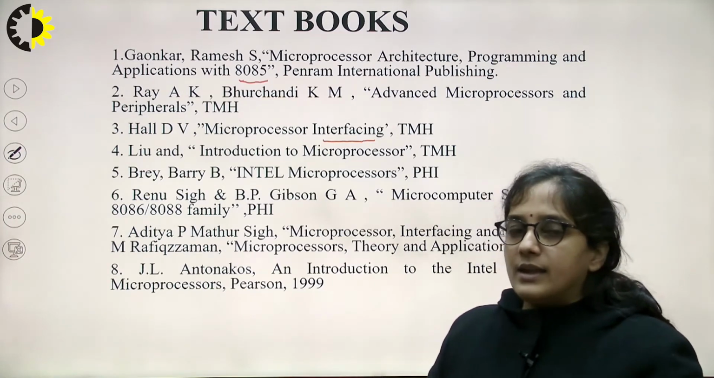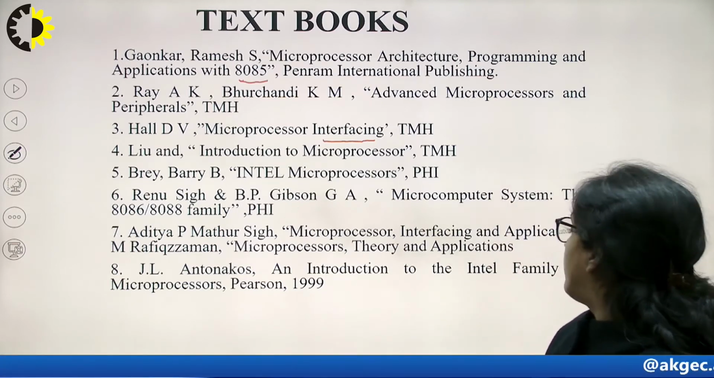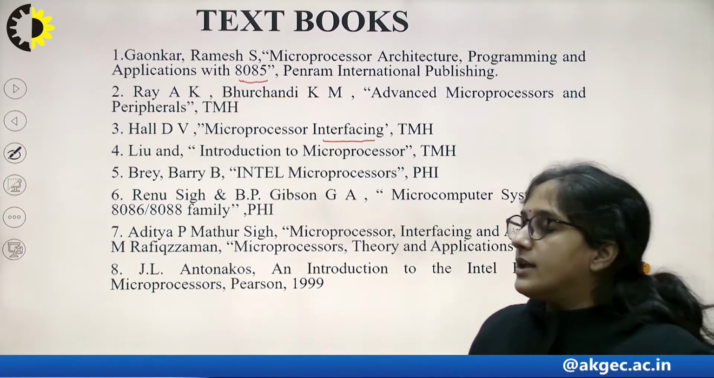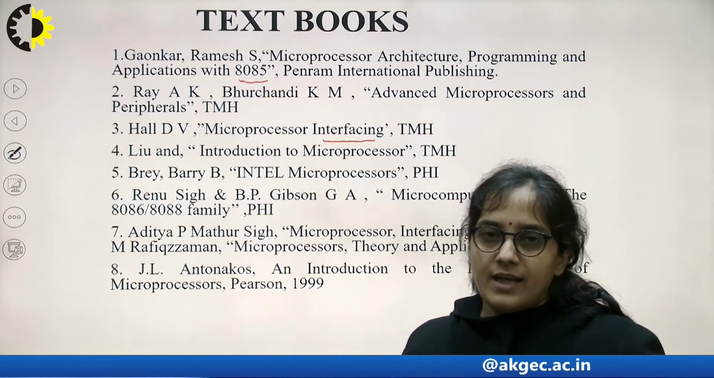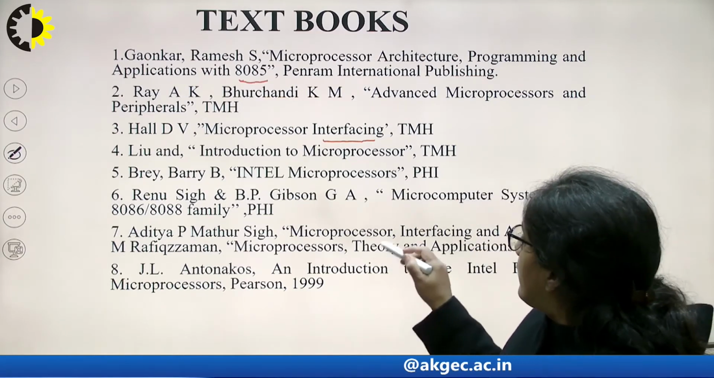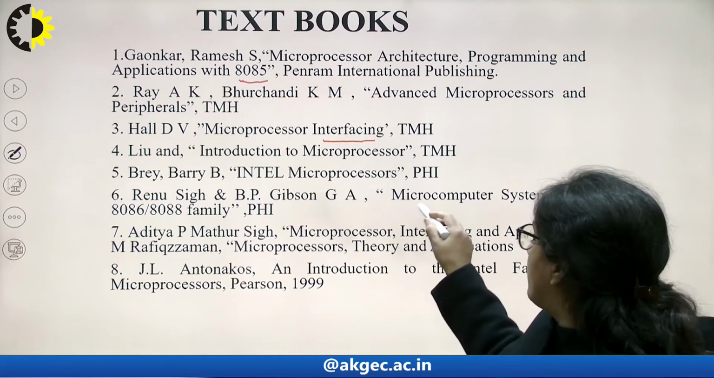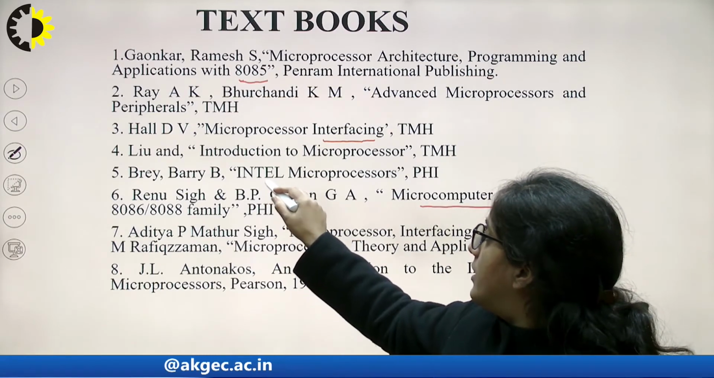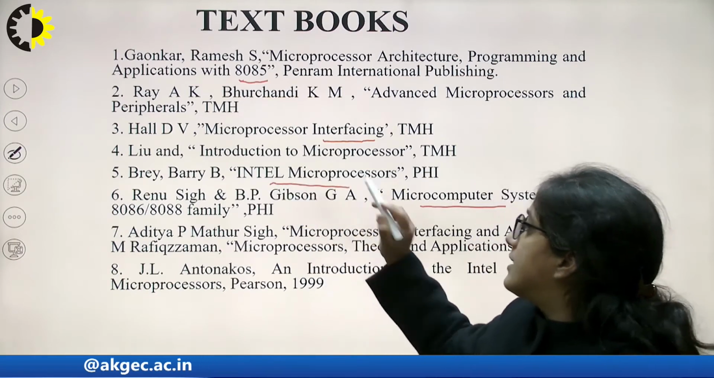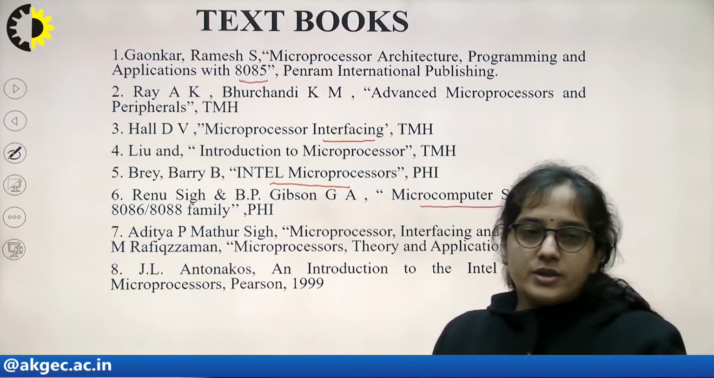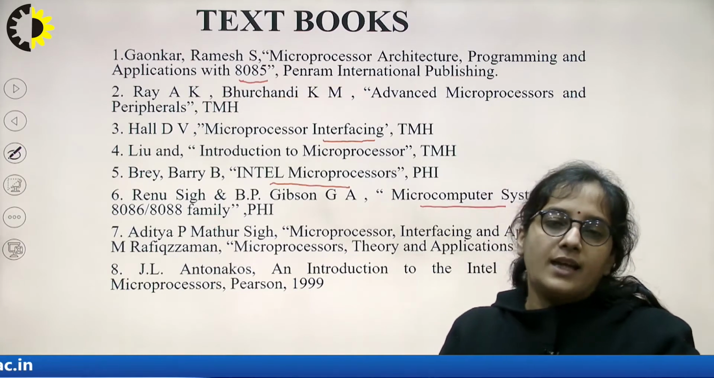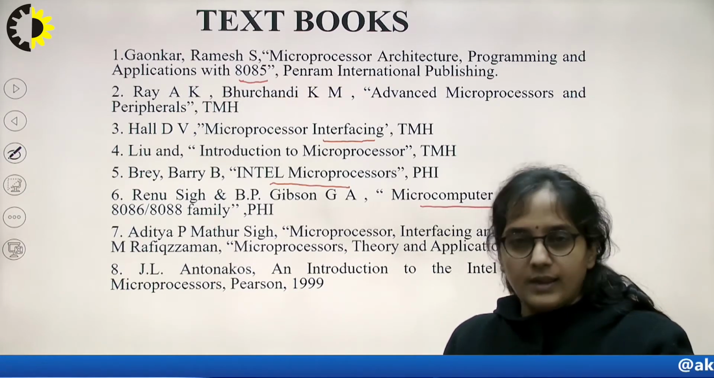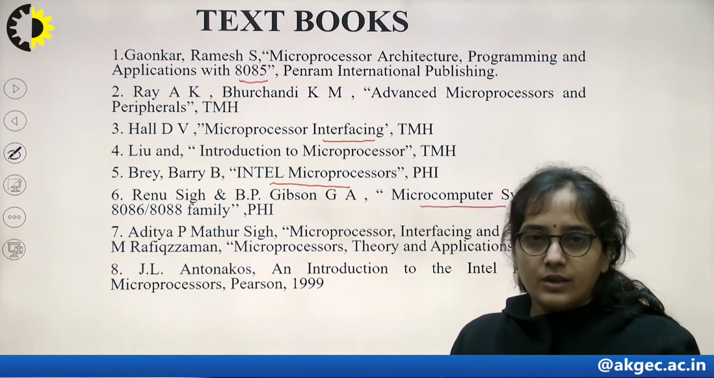And in the last unit, the 5th unit, we are going to discuss different types of peripheral ICs. For that we can refer to either the Renu Singh book, Microcomputer Systems, or we will go with the Barry B. Brey book, The Intel Microprocessors. Subsequently, in lectures I will refer to the books related to that particular unit.